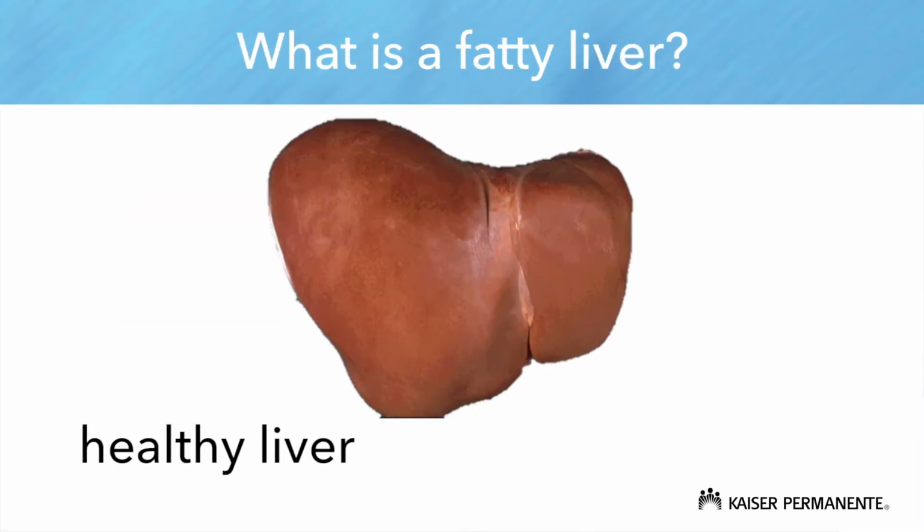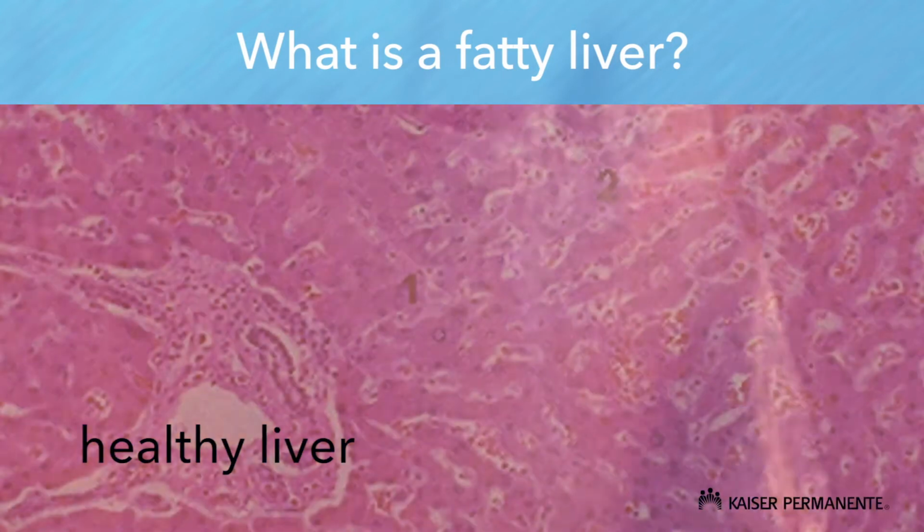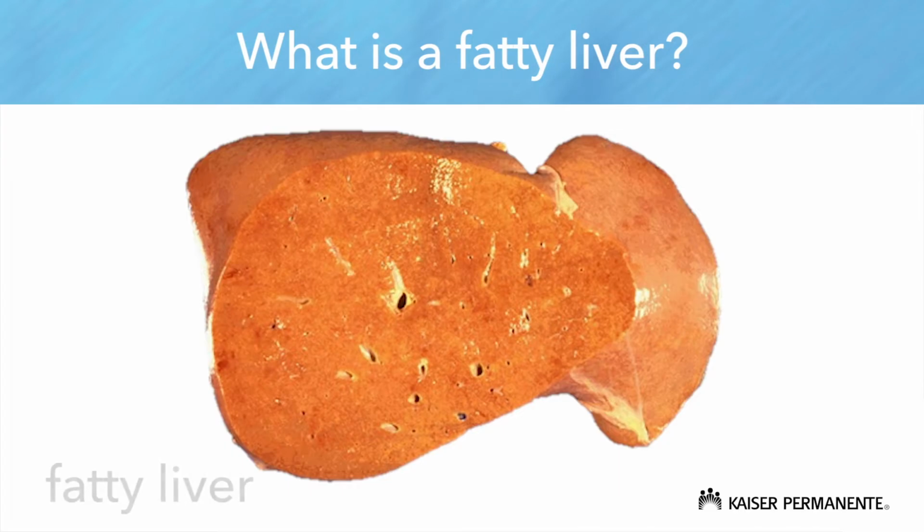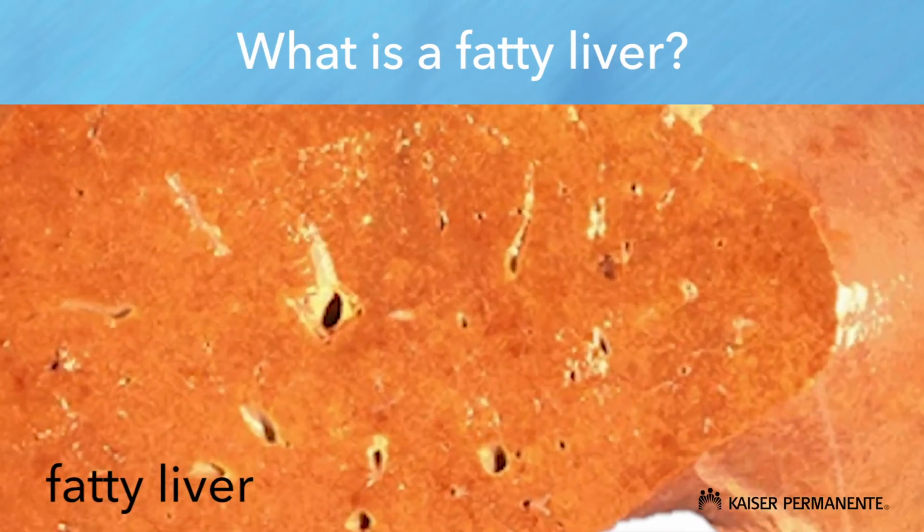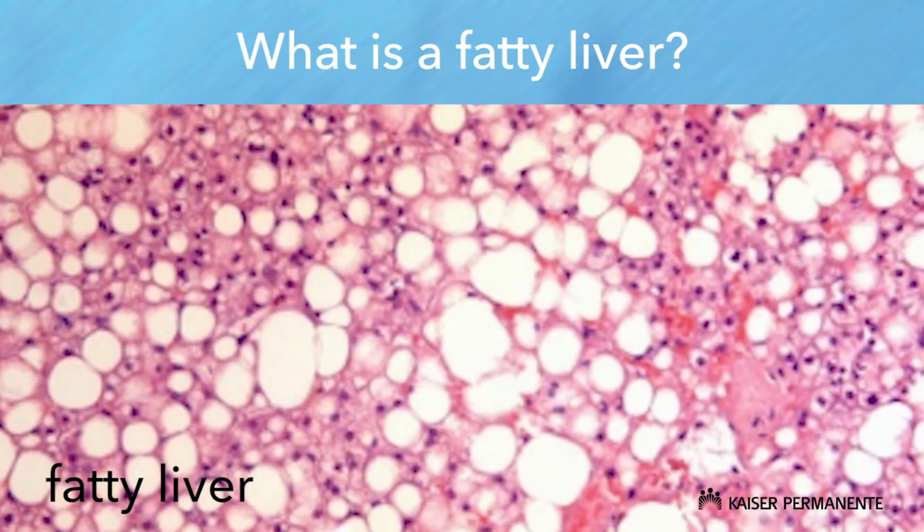What is a fatty liver? A normal healthy liver is made up of liver and bile duct cells, but in a fatty liver, droplets of fat are deposited into the normal liver cells, altering their appearance overall and when examined under a microscope. When people develop a fatty liver because of problems related to their body's metabolism, this condition is called non-alcoholic fatty liver disease.